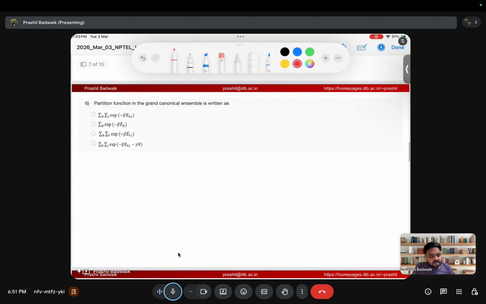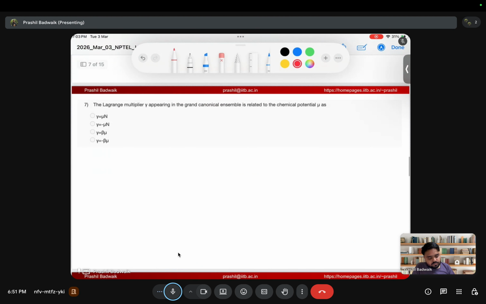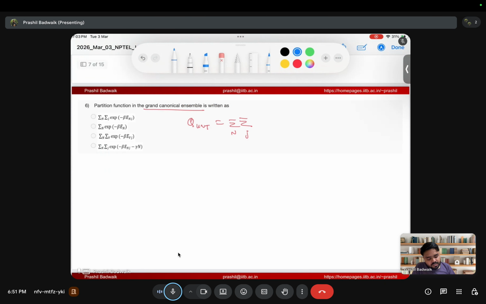Then partition function in grand canonical ensemble, we have discussed at the start of the session that Q(μ,V,T) is equal to summation. There will be two summations. One will be over the number of particles, other will be over the energies. And it is equal to exp(−βEj − γN), right?